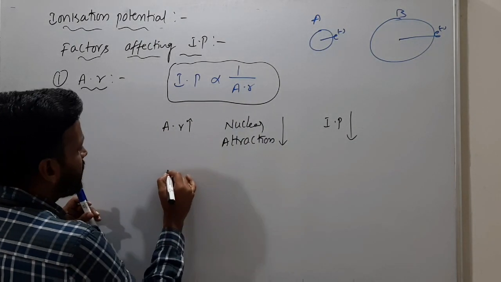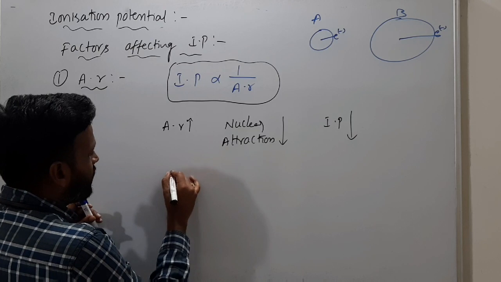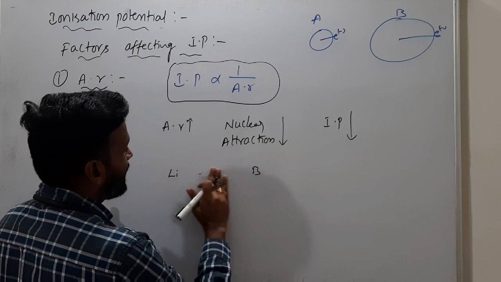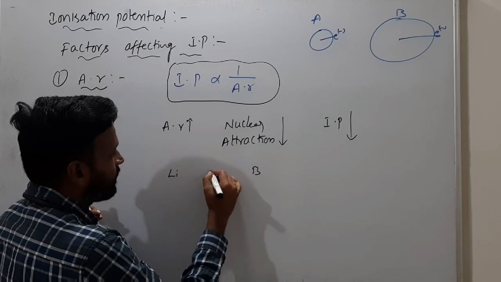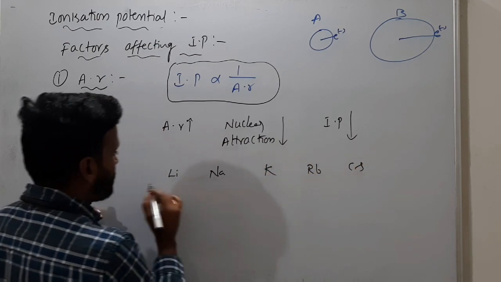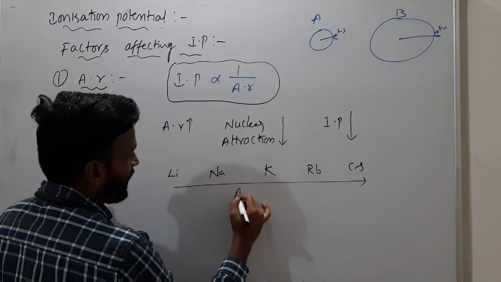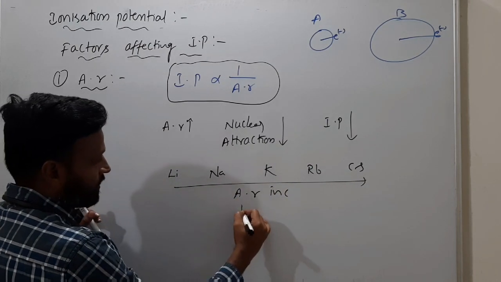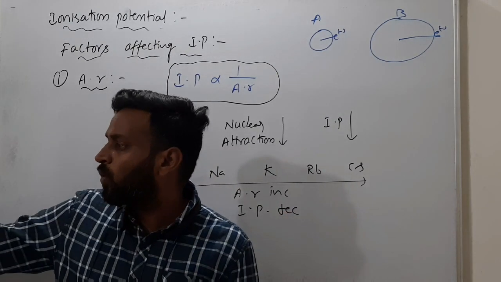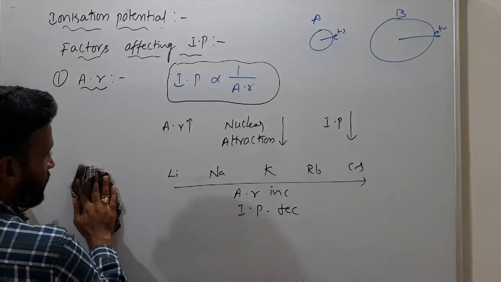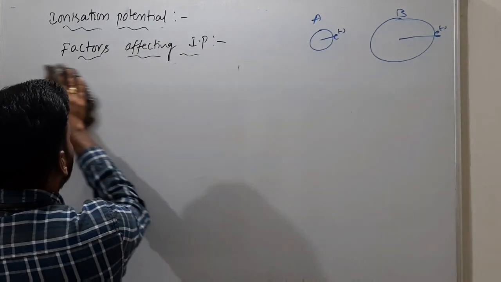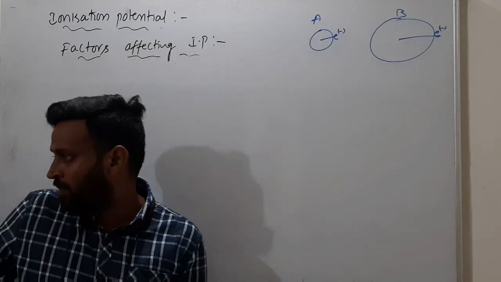If you see some examples, like lithium and sodium in group elements. If you see lithium, sodium, potassium, rubidium, cesium, as you go down, atomic radius increases. That means ionization potential decreases. This is about how atomic radius affects ionization potential. Very important. Write this down. Here you can take a screenshot.